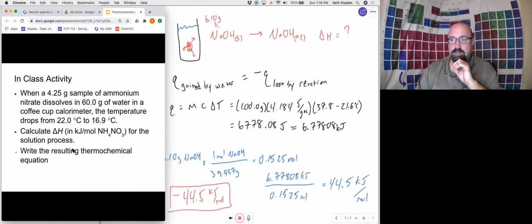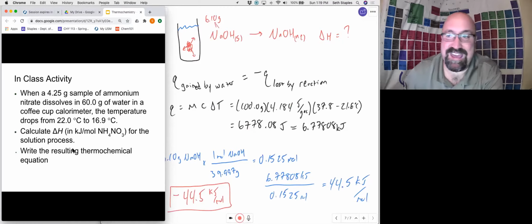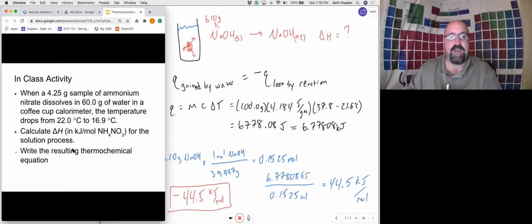Okay, sorry. So another example here. In this example, we have 4.25 grams of ammonium nitrate dissolving in 60 grams of water. And we can see here that the temperature of the water actually drops. The temperature gets colder. And so we want to calculate the enthalpy change, calculate delta H for this process, and write the resulting thermochemical equation.